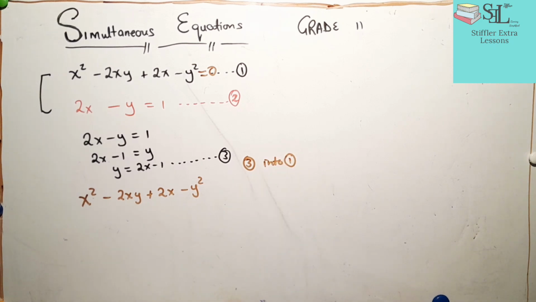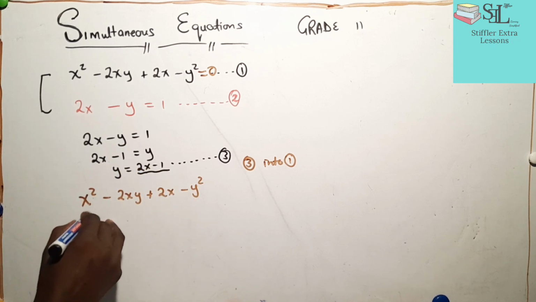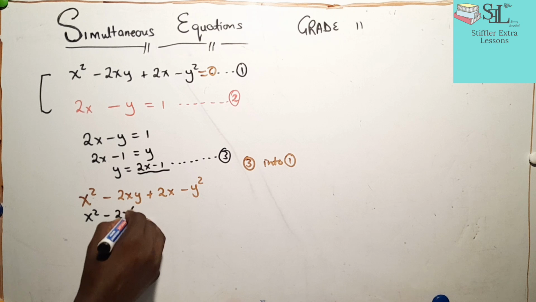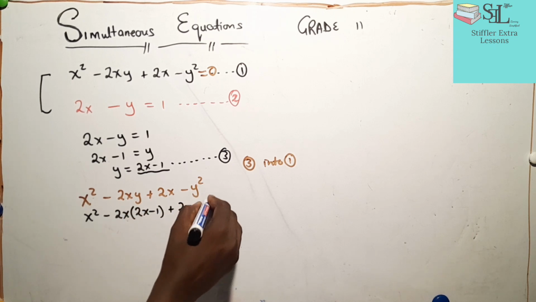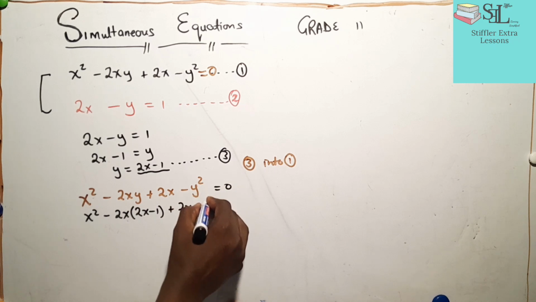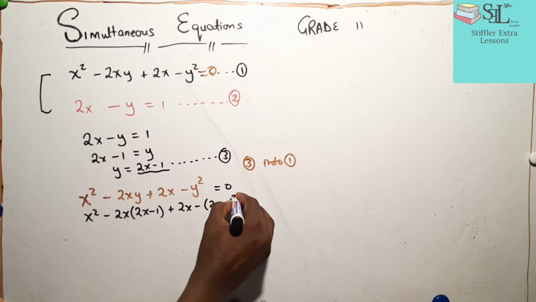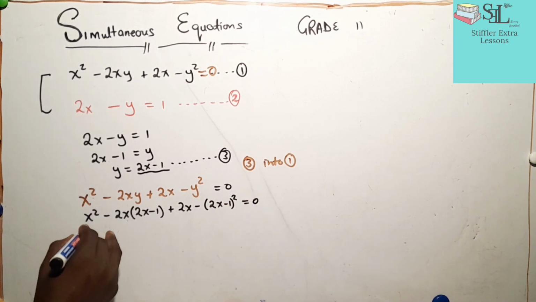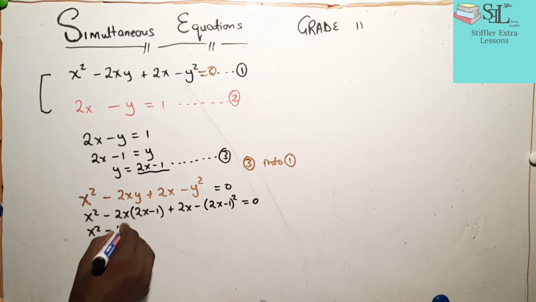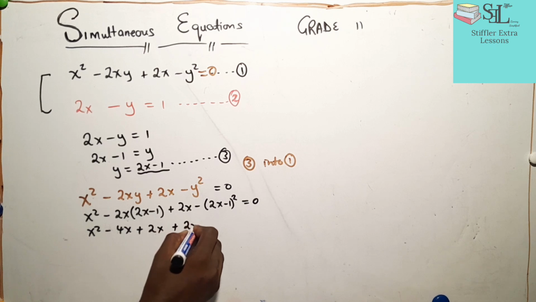So 3 into 1. So everywhere that there's y, on this equation, we're going to substitute 2x minus 1. So our x squared minus 2x, and the value of y is 2x minus 1, plus 2x minus, and then where there's y, we are substituting 2x minus 1. But here there's a squared, so we put squared there, is equal to 0. So we can multiply out the brackets. So x squared minus 4x, and this and that will give us plus 2x plus 2x.